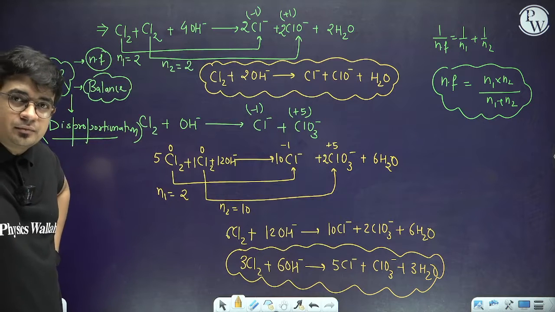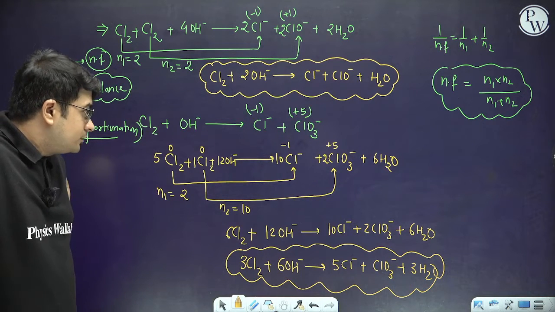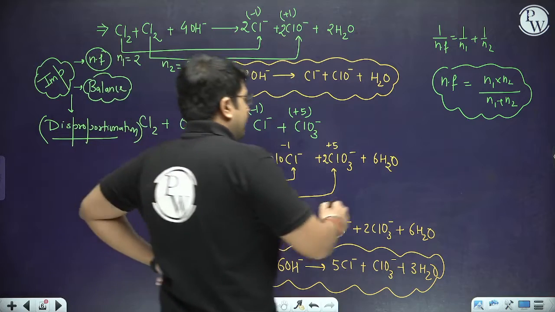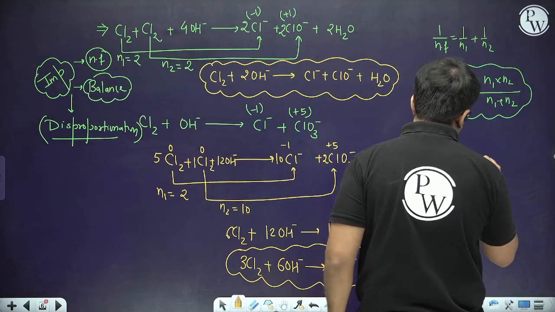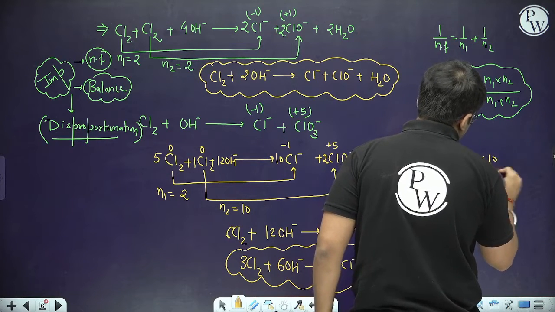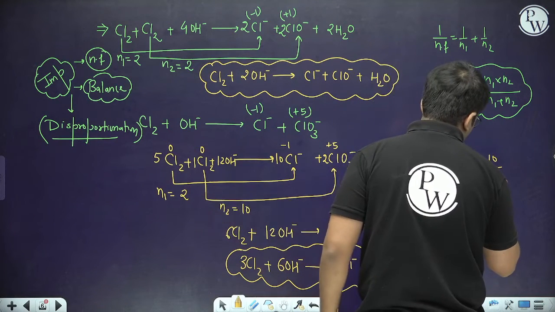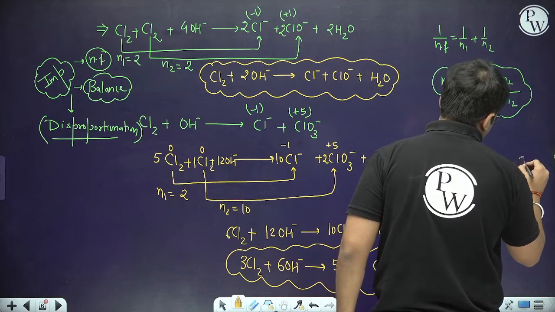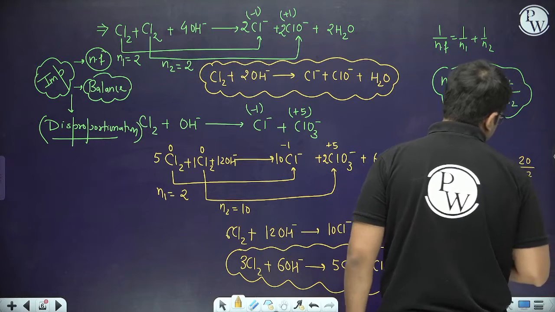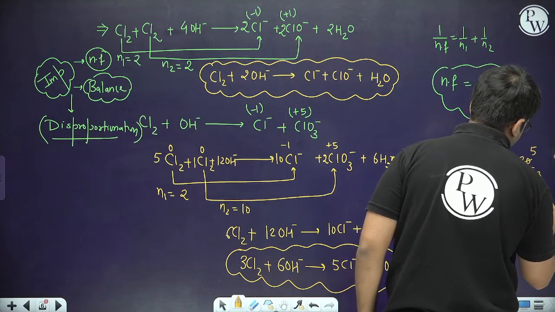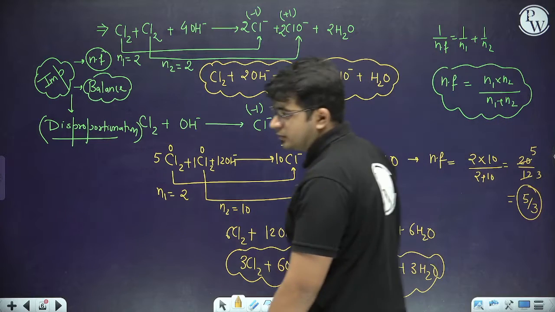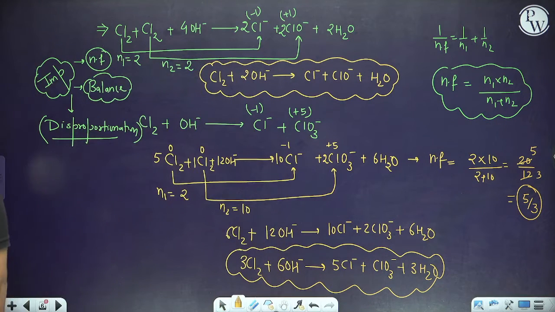I hope this part is clear. Now if you want to calculate the N factor, I told you that the N factor will be N1 into N2 divided by N1 plus N2. So 2 multiplied by 10 divided by 2 plus 10, that will be 20 divided by 12. So that will be 5 by 3. I hope this part is clear. So just have a look at it, and that's how you can calculate the N factor.